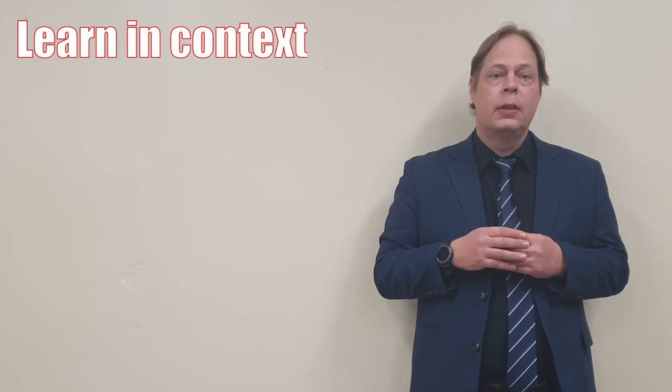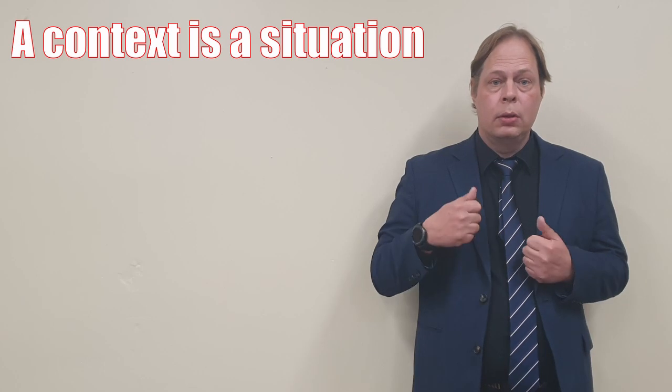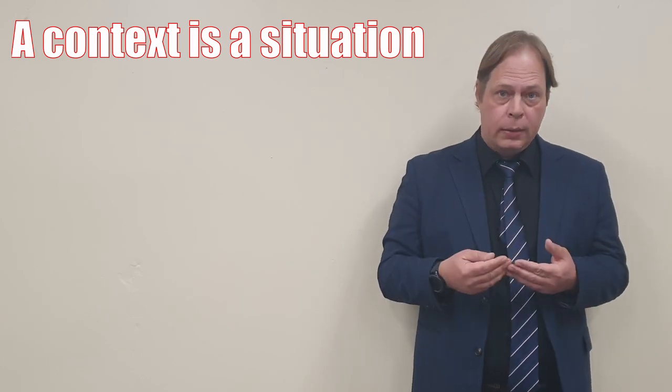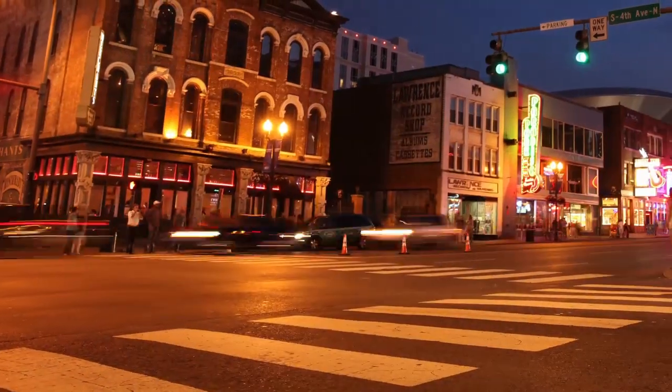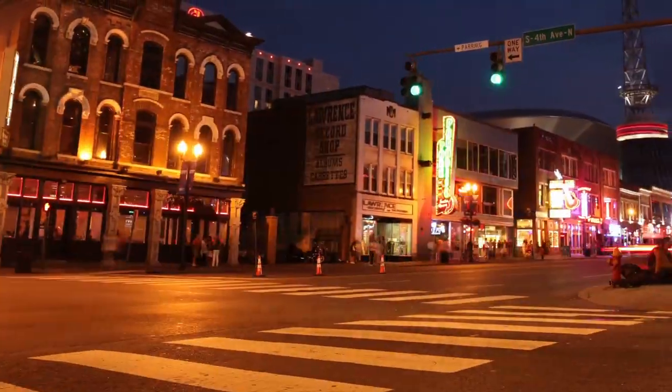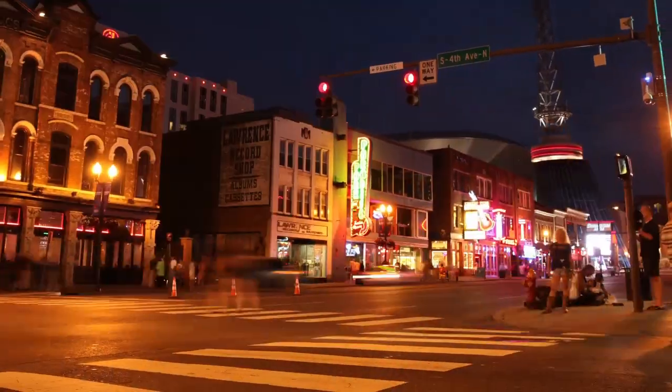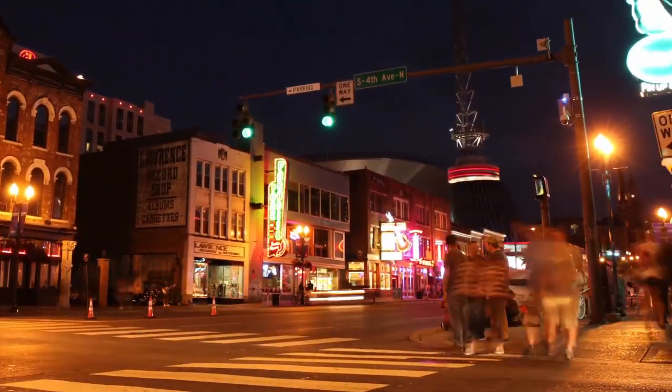The next tip is to learn in context. What is context? Context is basically the who, what, when, where, why, and how of a situation. Context is the situation that something exists or happens and can help explain something. Vocabulary has more meaning when it is learned in context. So create sentences and stories using the new words you've learned.